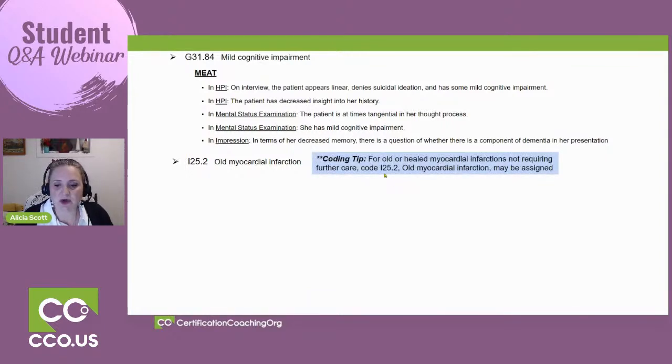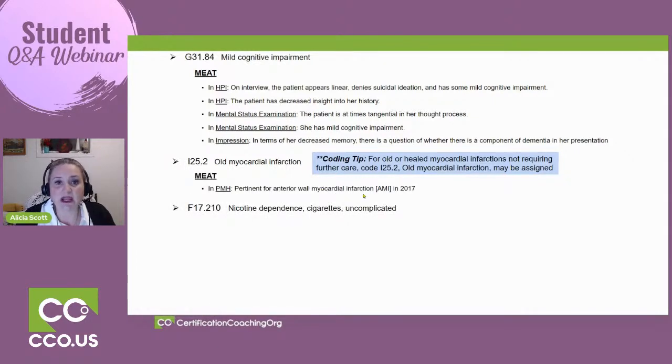So here is a coding tip: for old or healed myocardial infarction is also another key word. You can always use that code. It's almost always applicable for whatever scenario the patient's coming in for. So the meat here is the past medical history. That's all we need. It has to be in there.